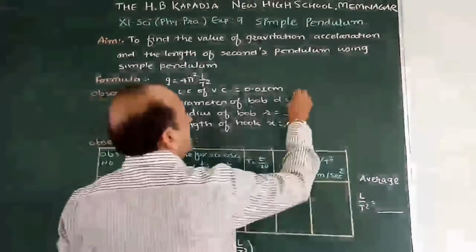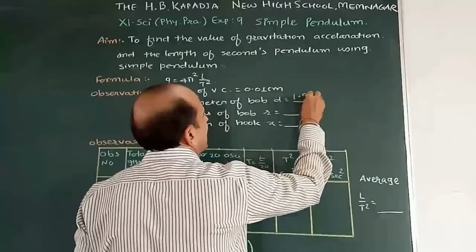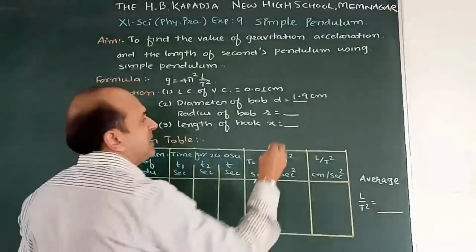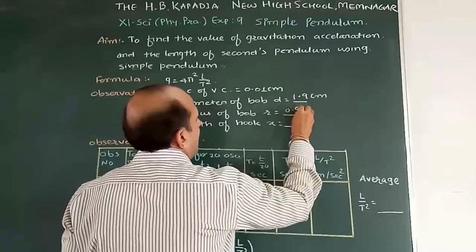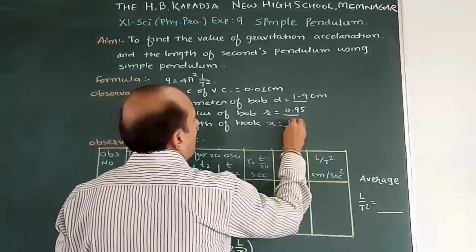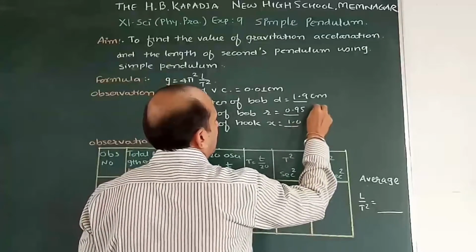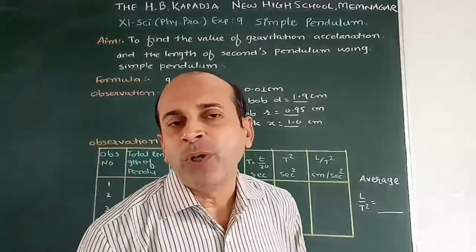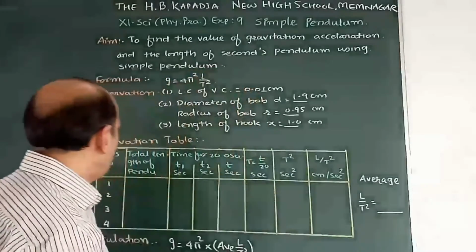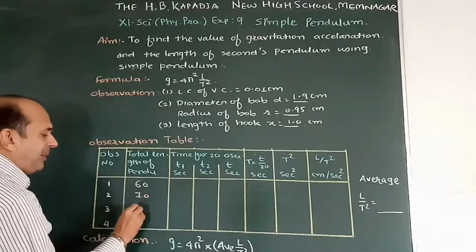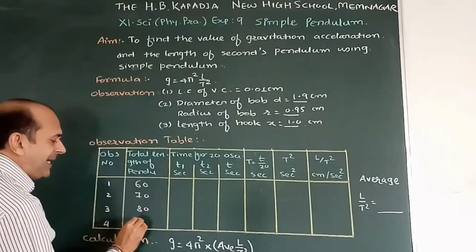So let me note down this reading. Diameter of the sphere is 1.9 centimeter, so radius is 0.95, and the length of the hook is 1.0 centimeter. Now let me arrange 3 or 4 different lengths of the pendulum. We are arranging, suppose, 60 centimeter, 70 centimeter, 80 and 90 centimeter.